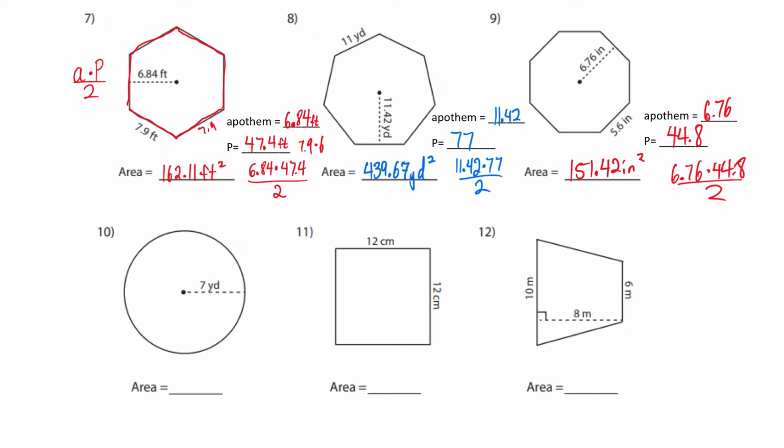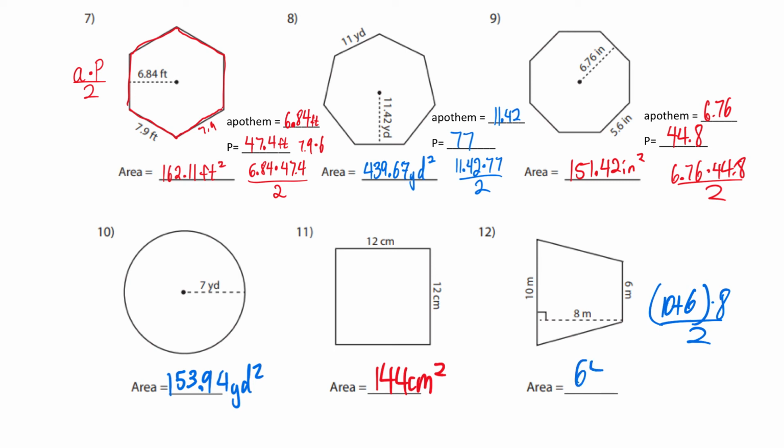All right, so pi times 7 squared is 153.94 yards squared. 12 times 12 is 144 square centimeters. And then 10 plus 6 times 8 divided by 2, 64 square meters.